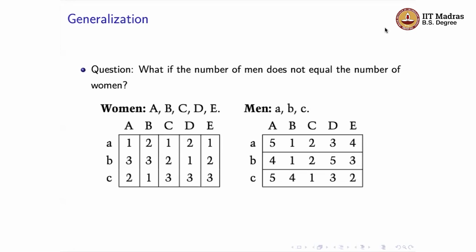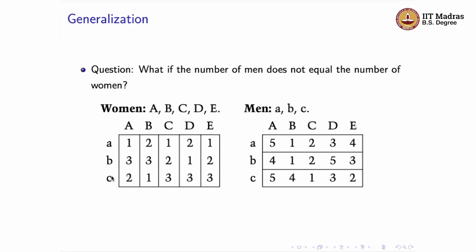Well, it turns out that in this case also you can apply the Gale-Shapley algorithm and get a stable matching, right? So let's see how that works. Imagine that there are three men. We are going to call them Mr. A, B, C. Again, the ones in small letters denote the men. And there are five women, and we are going to call them Miss A, Miss B, Miss C, Miss D, Miss E. The ones in capital letters are the women.